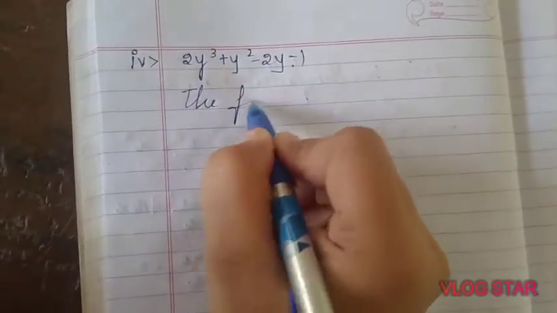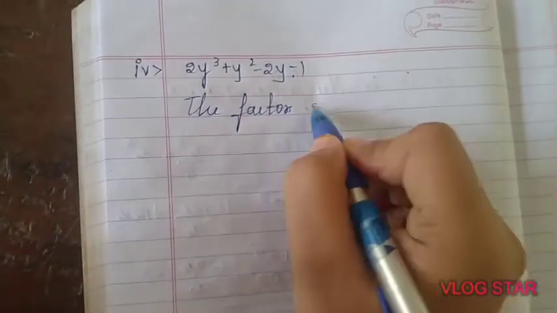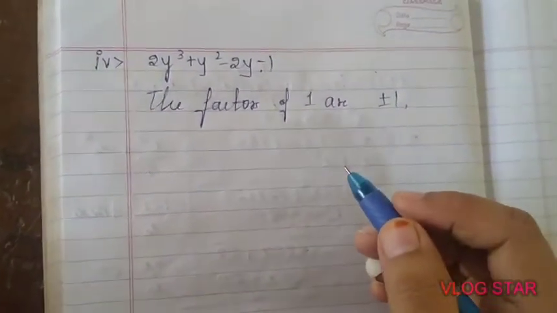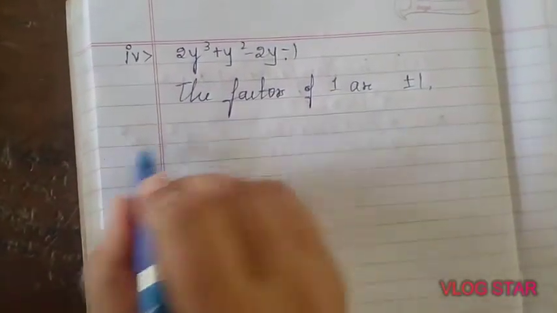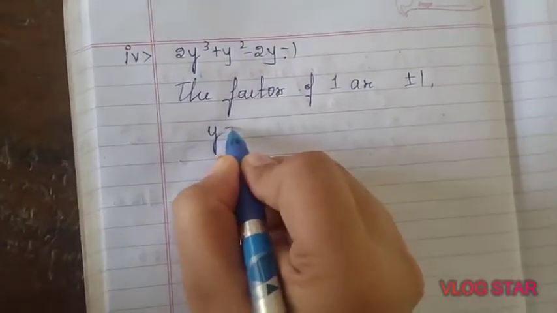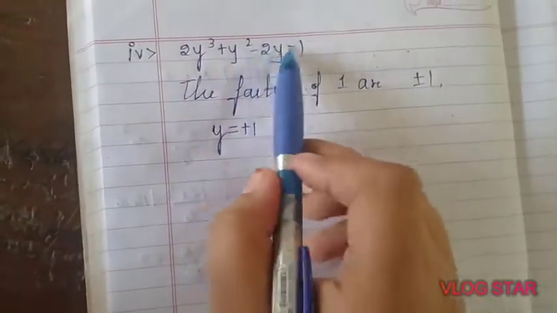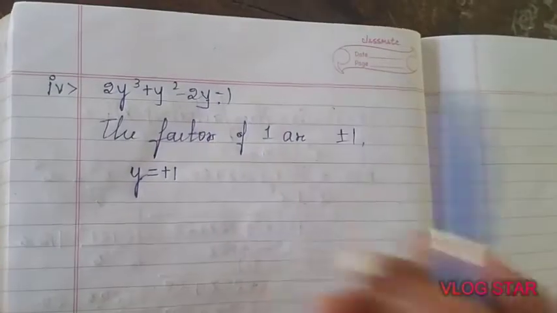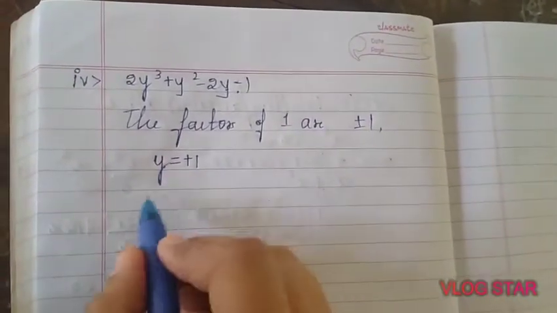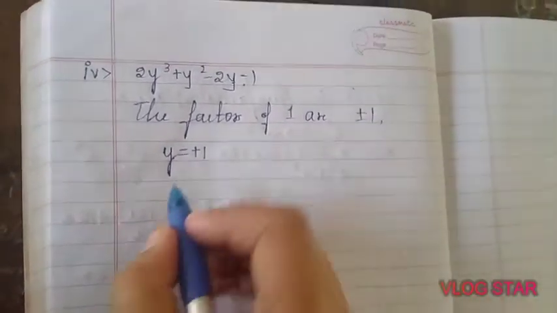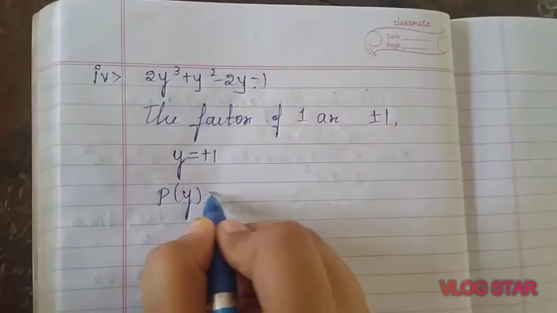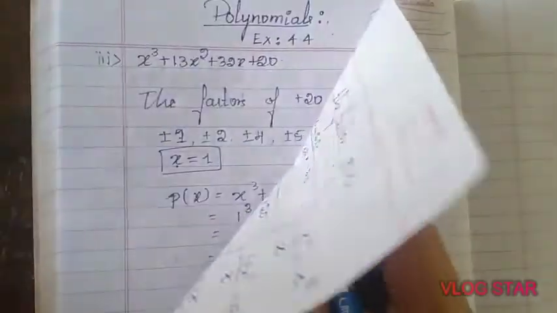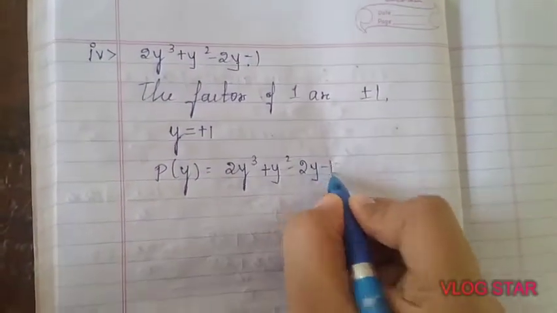The factors of 1 are plus or minus 1. So first we have to check for y equals plus 1. Here you can see I have not taken x because the variable here is nothing but y, right? So what you have to do now is substitute this value in this cubic polynomial, 2y cube plus y square minus 2y minus 1.